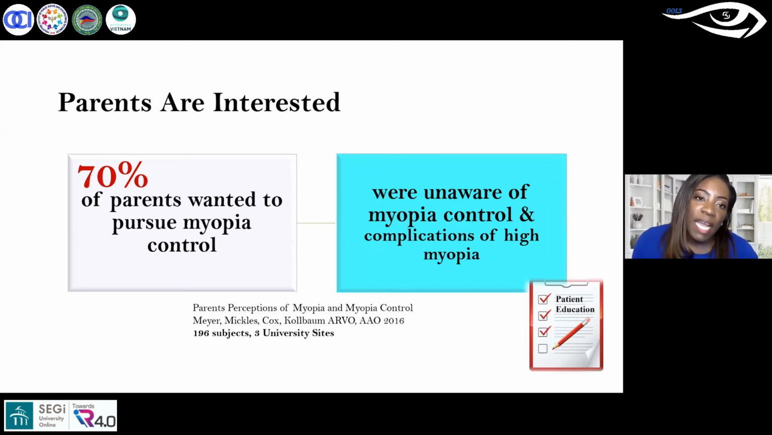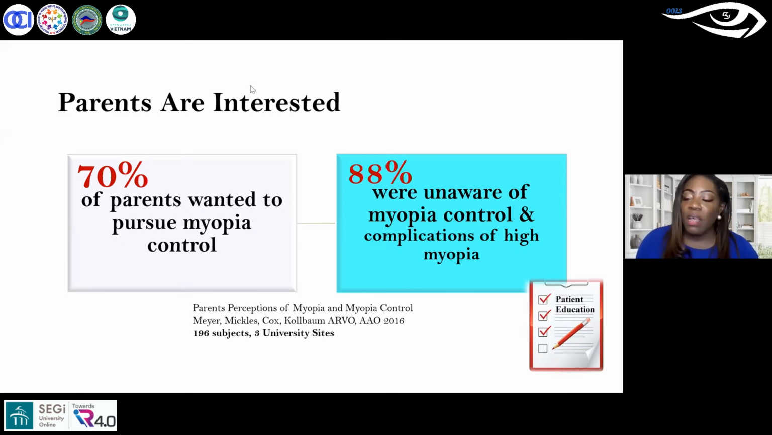So I know the Global Myopia Awareness Coalition has been doing a lot of work in this area, and they've seen some change even as far as the definition of myopia for parents. Because what we found during that time was really eye-opening as far as patient education, in that nearly 90% of those parents were unaware of myopia control and the complications of high myopia, which was very disappointing to hear.